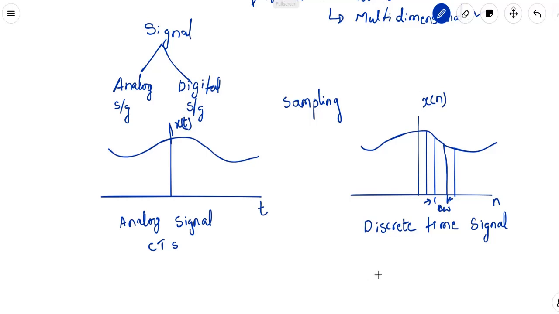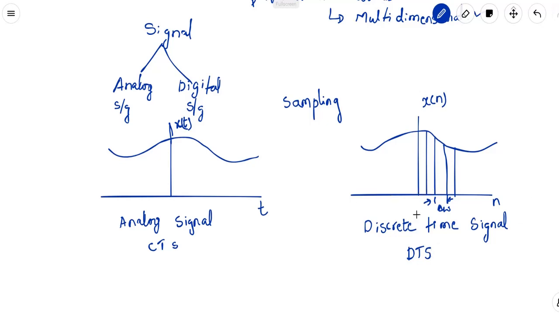It is not a digital signal. For the digital signal you have two more processes: you have to do quantization and then encoding. Then the resultant data will be in terms of binary bits, and that signal we call a digital signal. If I take samples of an analog signal at equal distance, the resultant signal I call a DTS, that is, a discrete time signal.